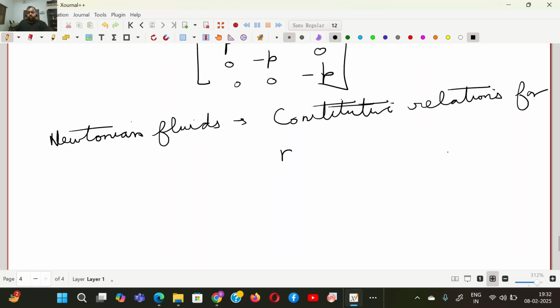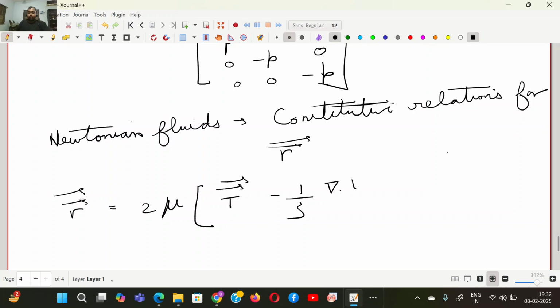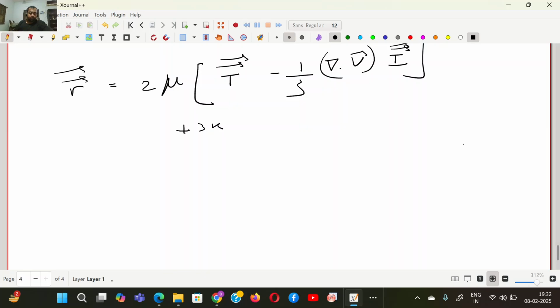Constitutive relations for the deviatoric component. It is given as 2 mu into the rate of strain tensor minus one third into the divergence of velocity times the identity matrix. I'll define all the terms, just wait. Plus 3k into one third del dot V times the identity matrix.